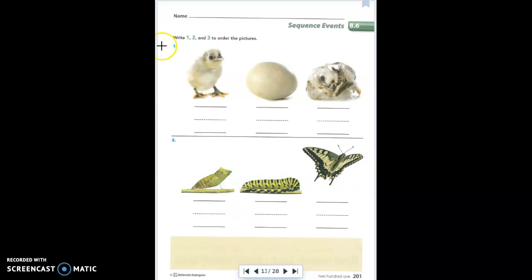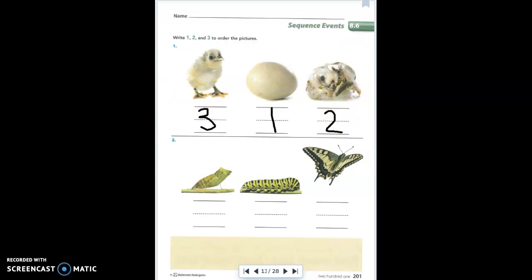So if we look at this top picture, we have a little baby bird who has been hatched. So we know that a baby bird starts out as an egg, okay? So that's our first step. Next, the baby starts to hatch and he comes out of that egg, and then finally he's completely out of the shell. Okay, so first, next, and last.